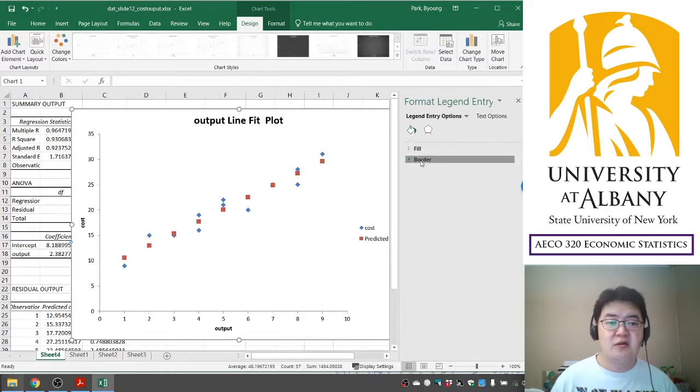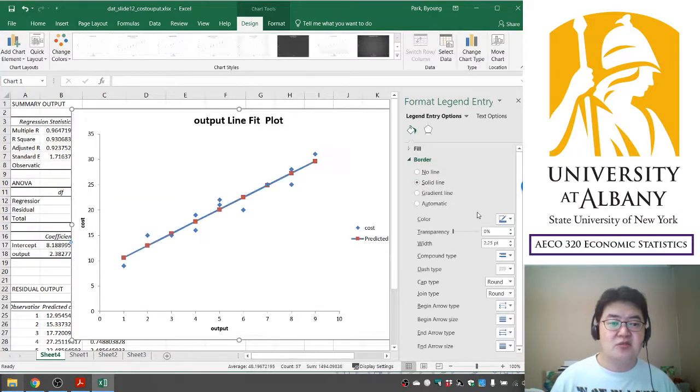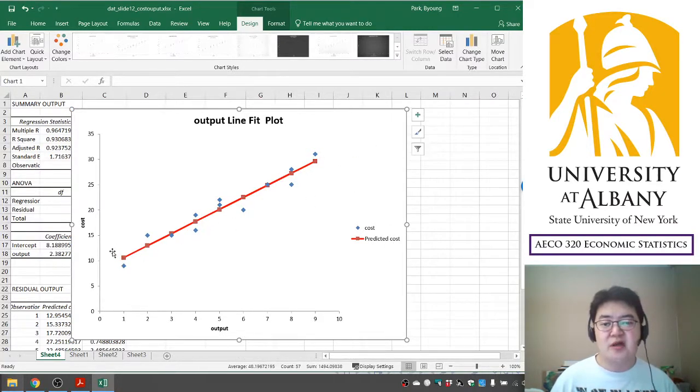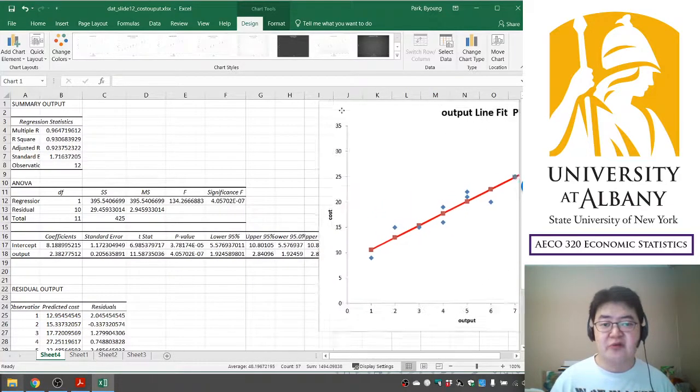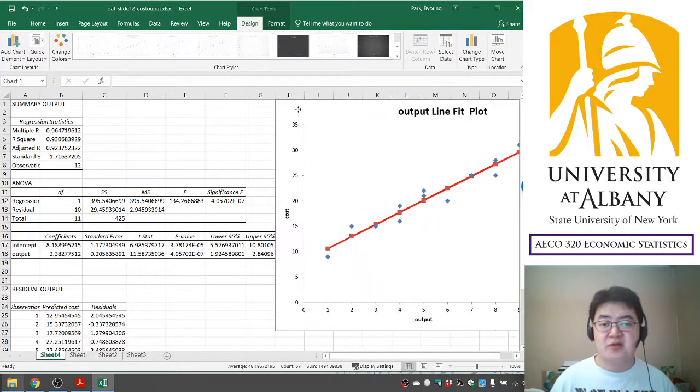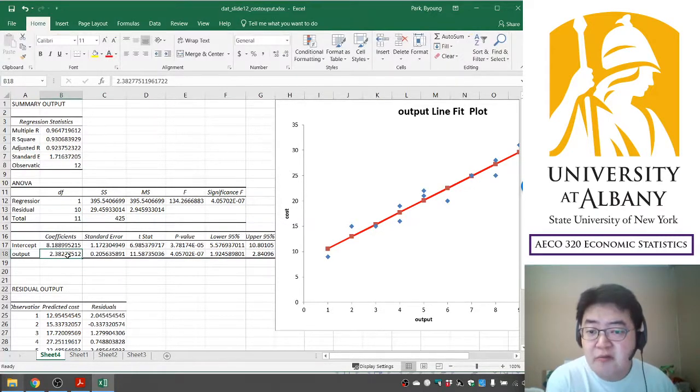I may change the line, so you can draw a trend line like this. This is the visualization of our linear regression model. Exactly, this is the same graph I have in the slide. And the most important part of the table is this area.